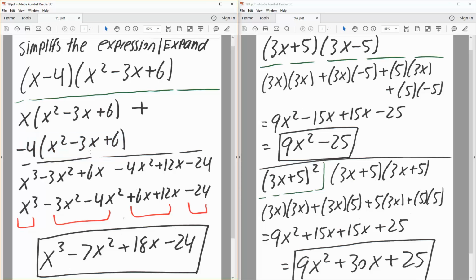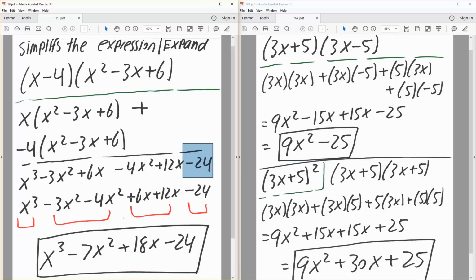And next we group everything. So we have x cubed only one time. This is the only instance where we have x cubed. Next we do x squared. So we have x squared here and here, right? So -3x squared minus 4x squared. Next we do x. So we have 6x here and 12x. Lastly, we have -24, the constant.